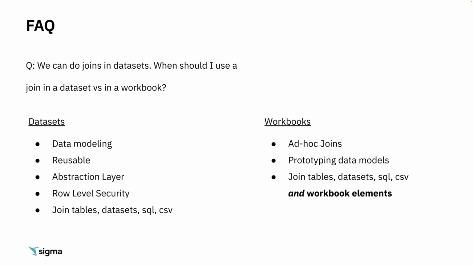Another question that I get is, well, Sigma has had data sets for several years now, and we can do all these different joins inside of a data set. So when would I use a join in a workbook versus going to a data set to use a join? The way I would think about this is that data sets have always been, and still are, really intended for data modeling.